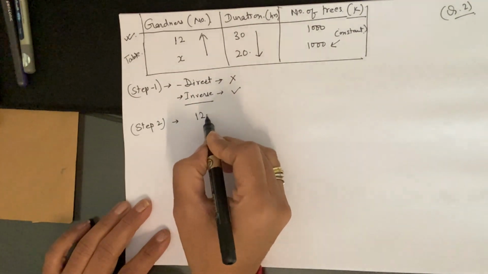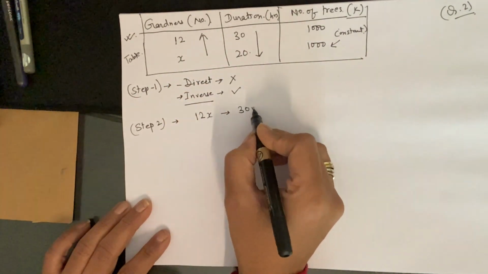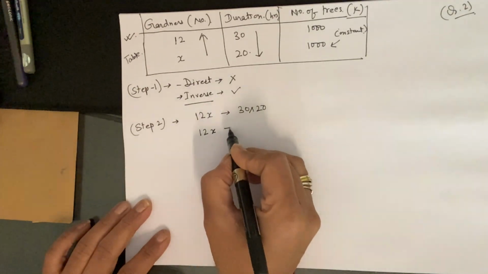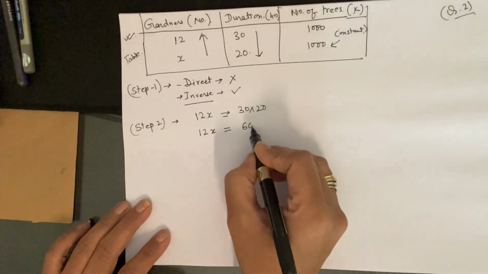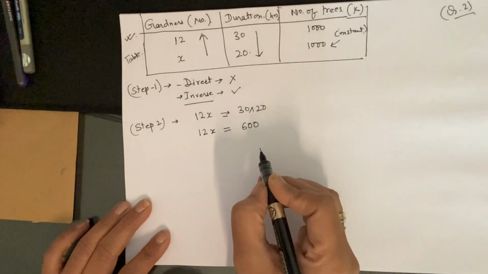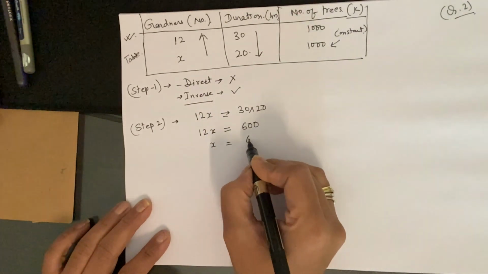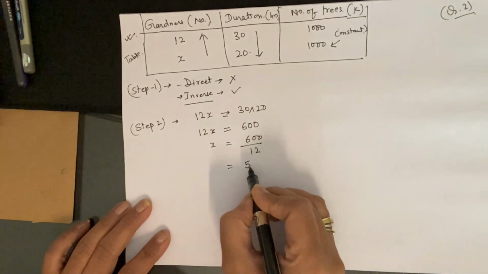So we will make this equation: 12 multiplied by x is equal to 30 multiplied by 20. Do not miss any step here. Follow all the steps. 3 2s are 6, even if you are very confident about the mental mathematics. So here you will follow all the steps to avoid any calculation mistakes.